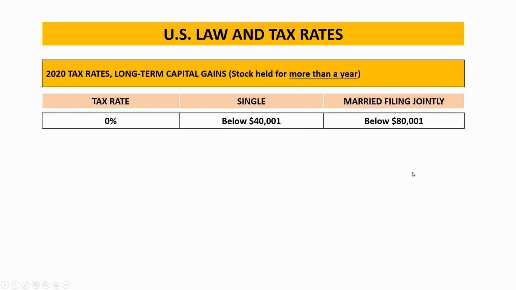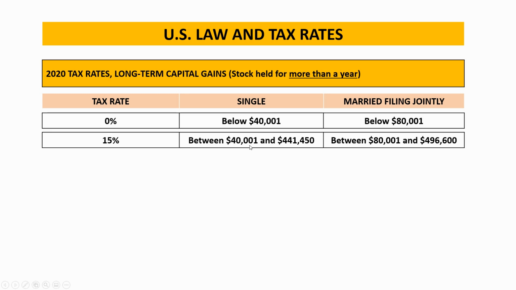We make a distinction between long-term capital gain and short-term capital gain. Long-term capital gain is any stock held for more than a year. So if you held the stock more than a year from the time you bought it to the time you sold it, this is what will apply. If you're single and your income is below $40,001, you pay no tax. If you're married filing jointly, your income has to be below $80,001 for you to pay no tax.